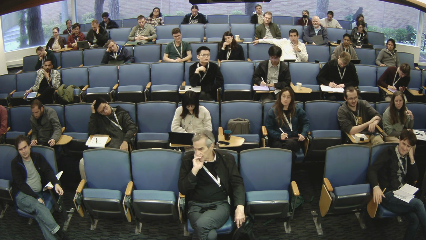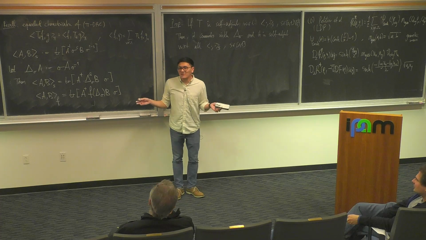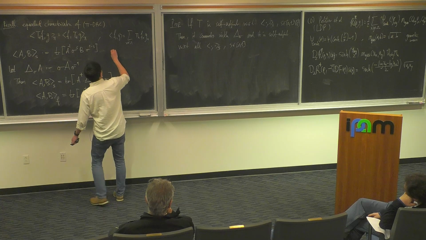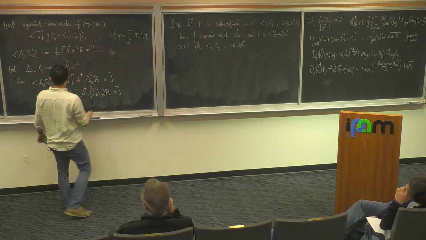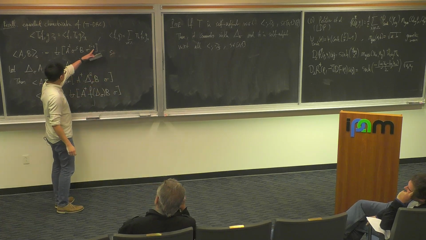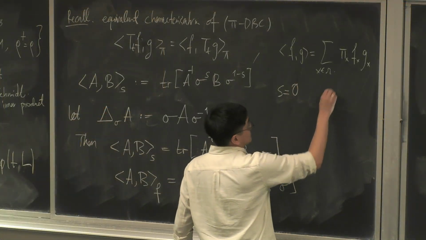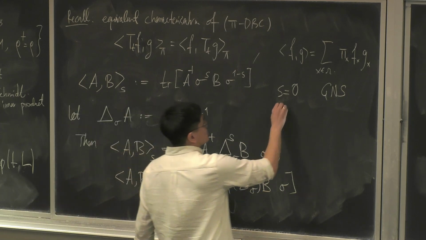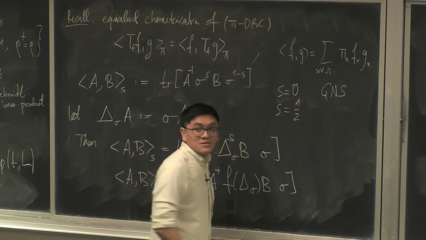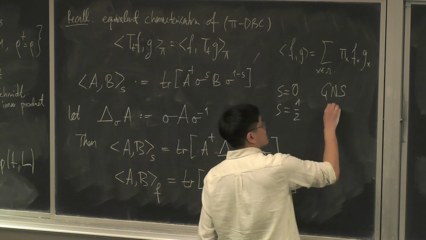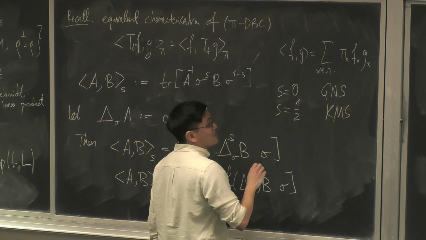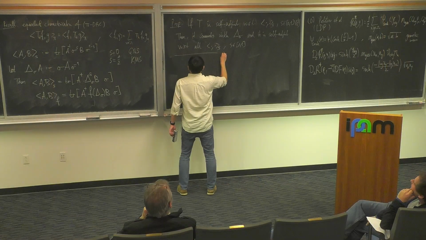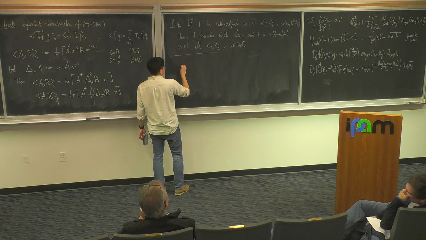Yes, this is true, because if you say I satisfy detailed balance with respect to, say, the one, or in fact, all of these have names. S equal to 0 is the GNS, Gelfand, Naimark, Segal. S equal to 1/2, you know what this is? This is the KMS. And there's another one, which is very interesting. There is also the BKM.